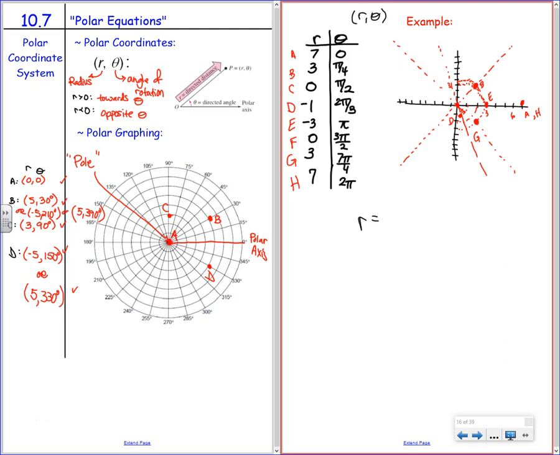It's symmetric about the polar axis, which means positive theta or negative theta is the exact same, which would be cosine. Cosine of 0 is 1. 7 cosine of theta. But then I need pi when cosine is negative 1.